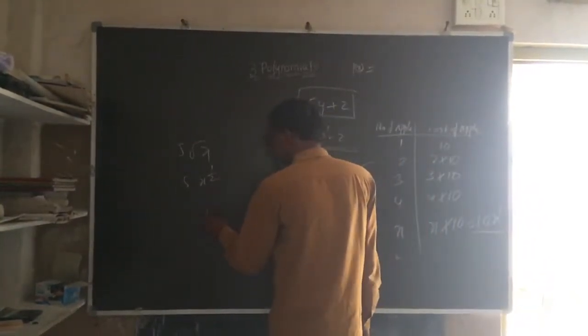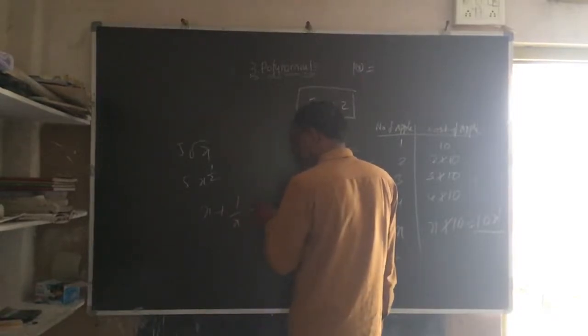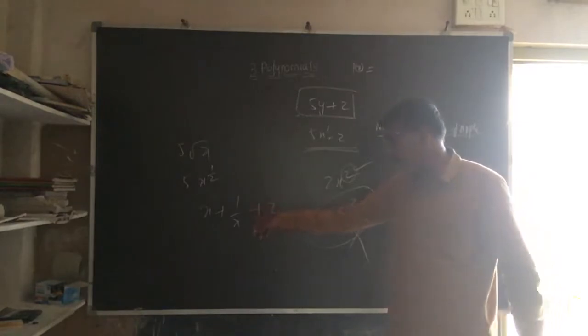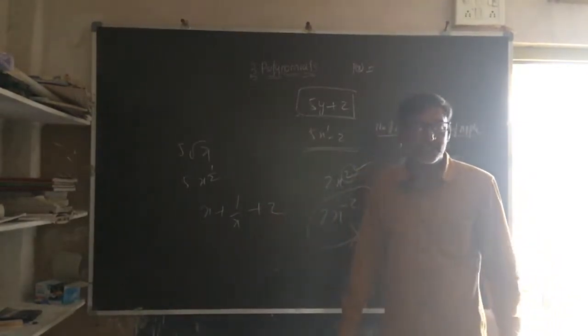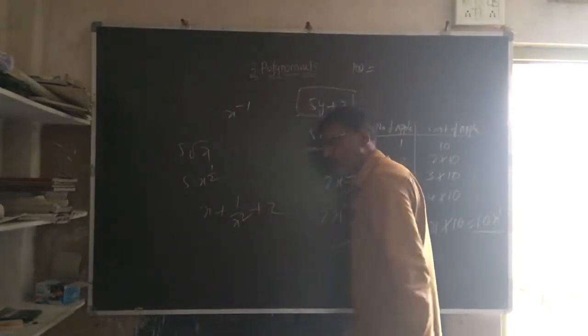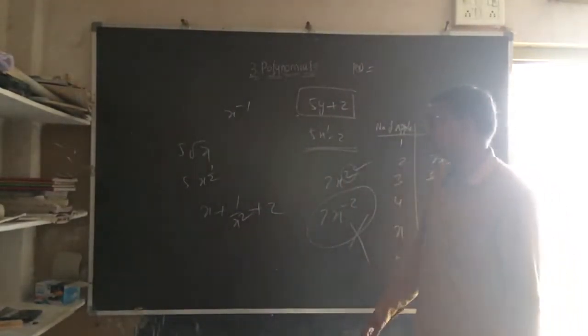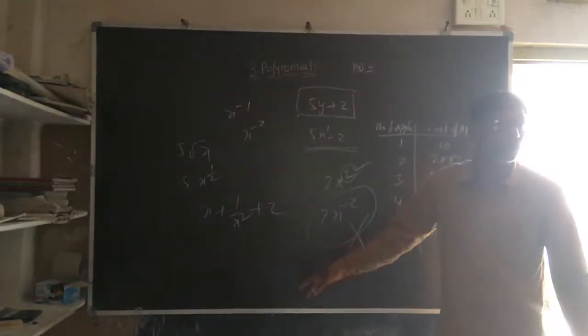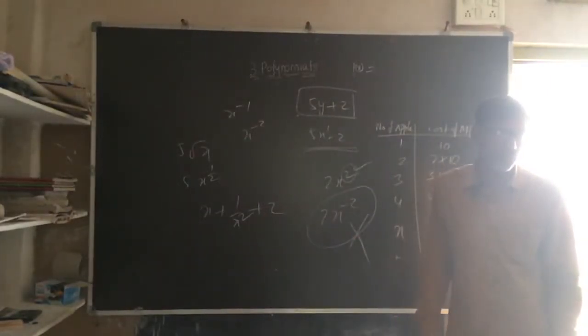Sometimes they will give x plus 1 by x plus 2. It is not a polynomial because 1 by x is nothing but x power minus 1. Keep in mind, sometimes they will give 1 by x square, which is nothing but x power minus 2. x plus 1 by x square plus 2 is not a polynomial. Don't confuse.